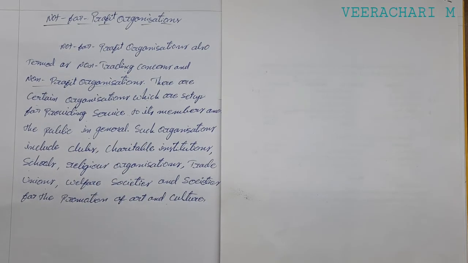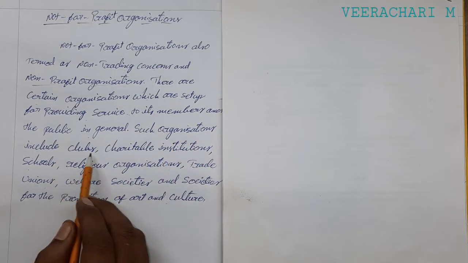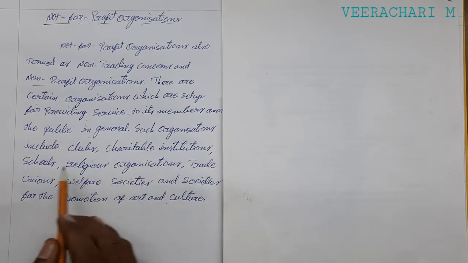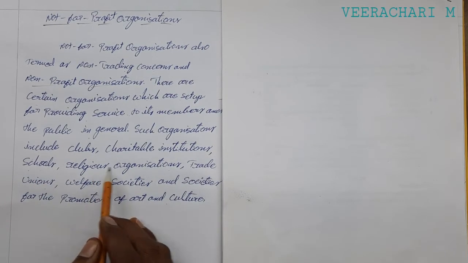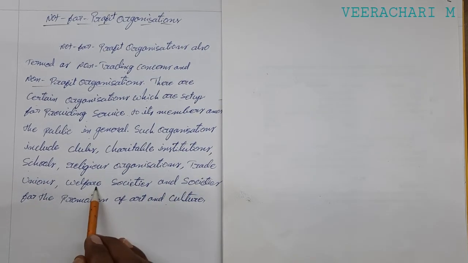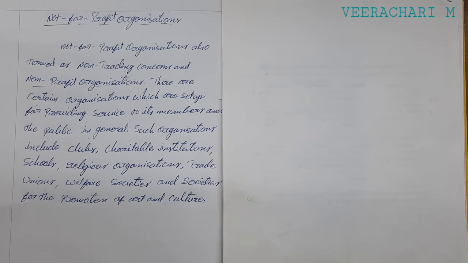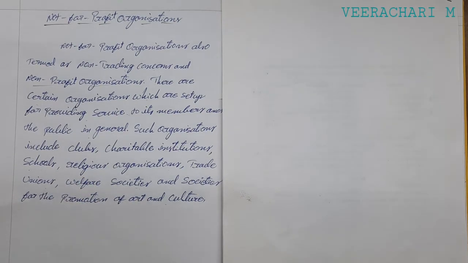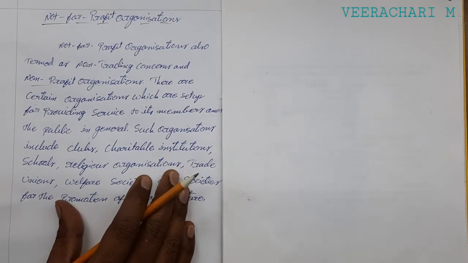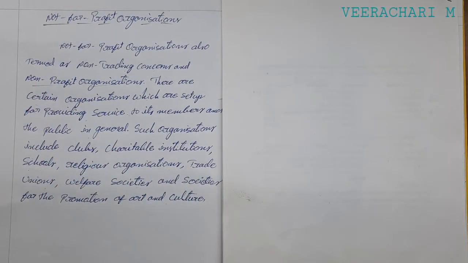A non-profit organization serves the general public as well as its members. Such organizations include clubs, charitable institutions, schools, religious organizations, trade unions, welfare societies, and societies for the promotion of art and culture. These are the organizations that come under not-for-profit organizations.